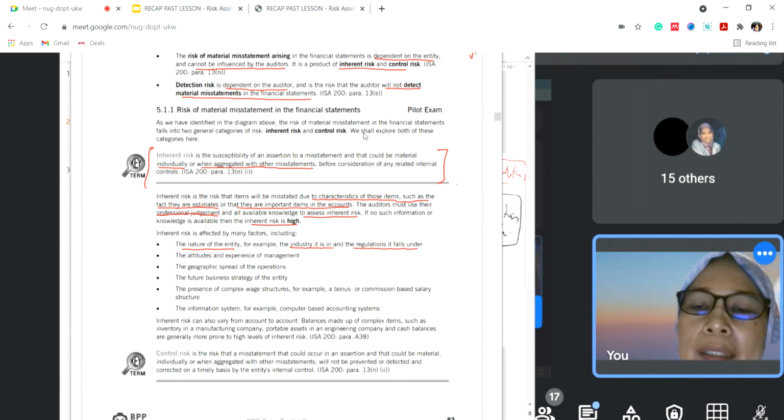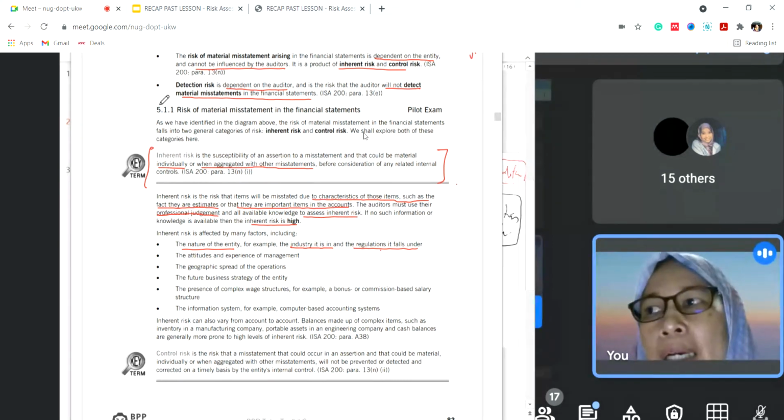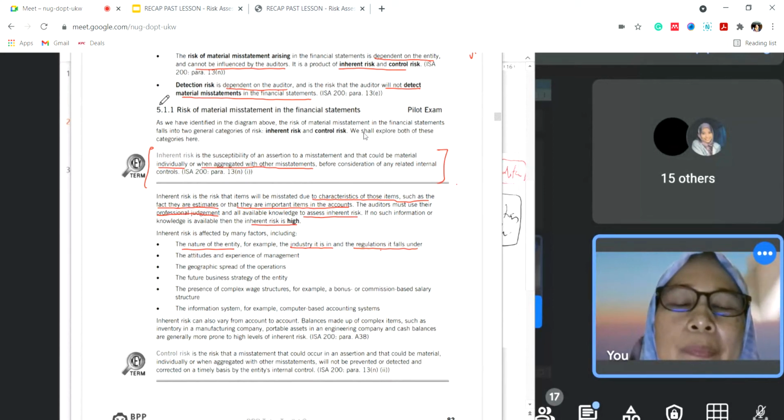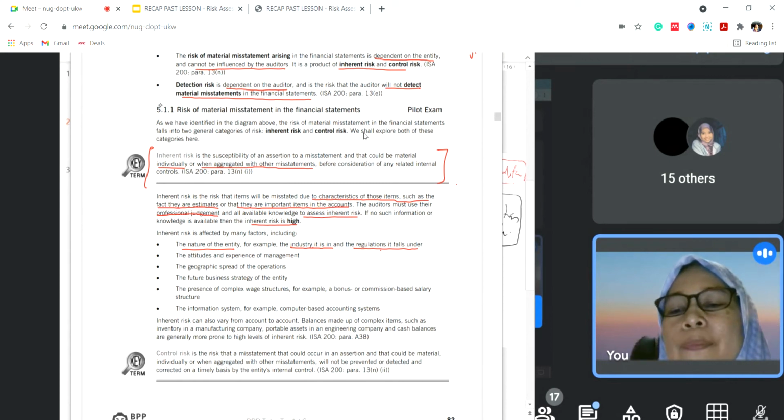audit a company which is affected by the COVID-19 pandemic, especially a construction company, under the regulation of the government, all construction companies cannot proceed with their construction except under certain conditions. So the majority of construction companies will be affected by the regulation and the industry they are in. No manufacturing company in cement was allowed to open, so it will affect their progress of construction, as well as the payment of workers and so on. That is because of the nature of the entity.